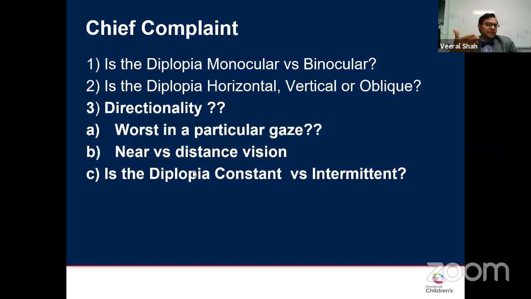Constant means, are they seeing it near and distance? Then that's constant, and it's constant all the time. That's great. But if they're saying it's intermittent, you start to think about other etiologies like myasthenia, and is there a fatigue level, and thyroid eye disease, and we'll talk about that a little bit later.